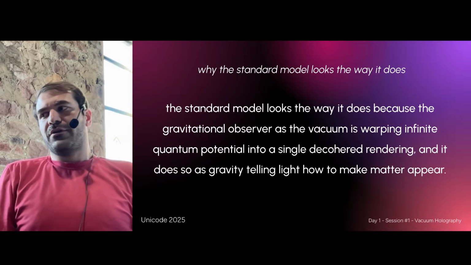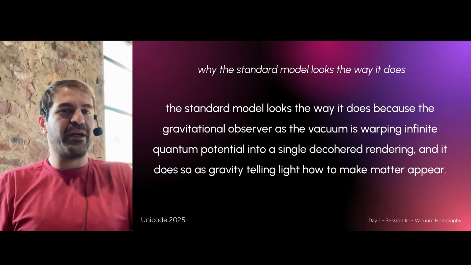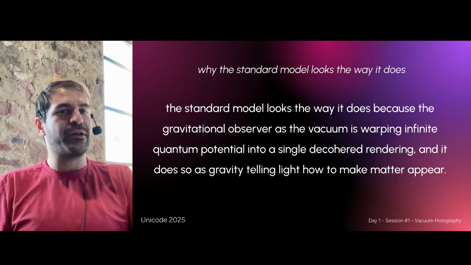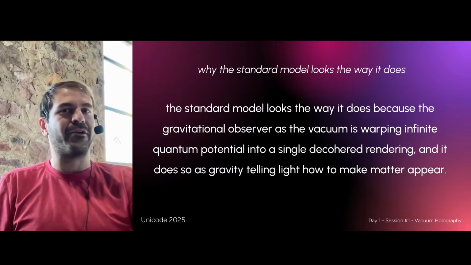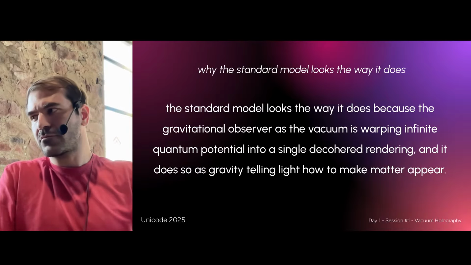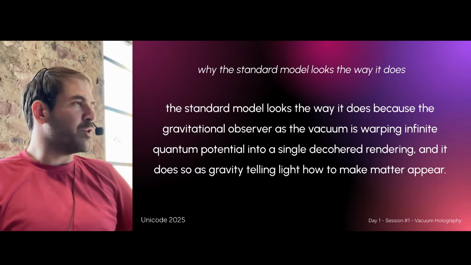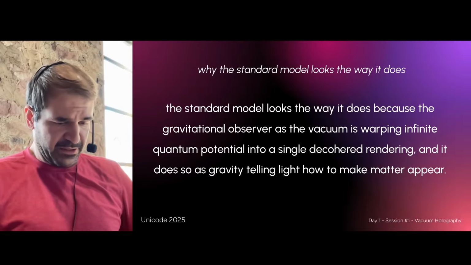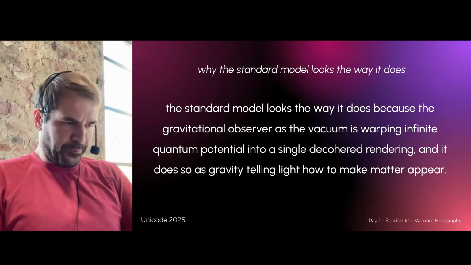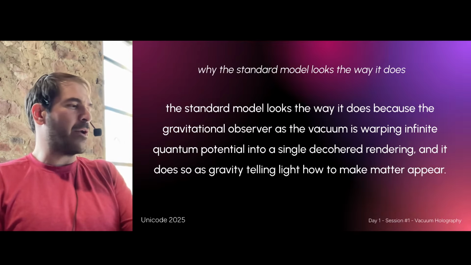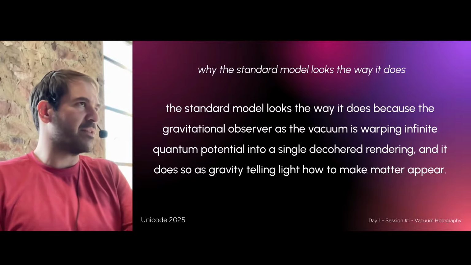The standard model looks the way it does because the gravitational observer, as the vacuum, is warping infinite quantum potential into a single decohered rendering, and it does so as gravity telling light how to make matter appear. So when you really break down the standard model, this is why Einstein and a lot of other great physicists thought about a unified theory of existence being one that unifies gravity with electromagnetism, or unifies gravity with light.